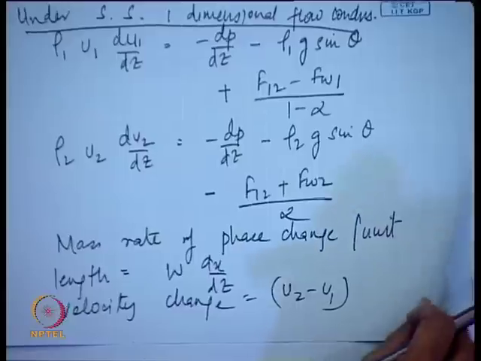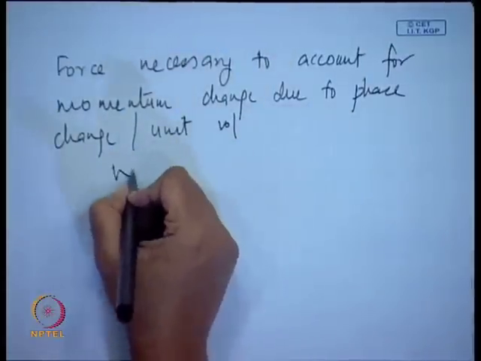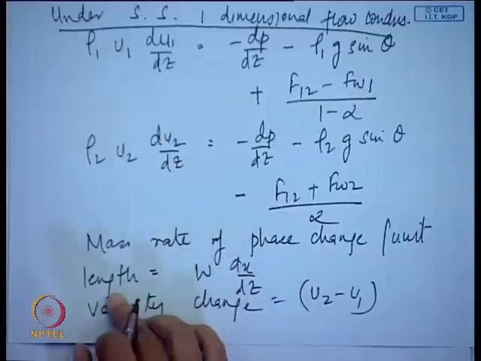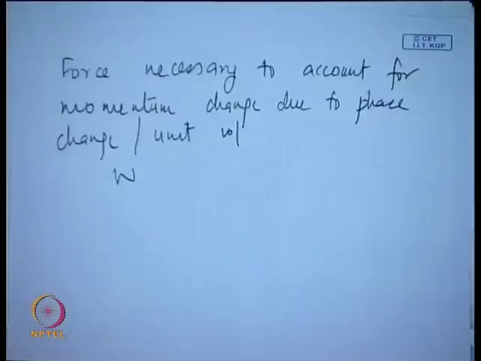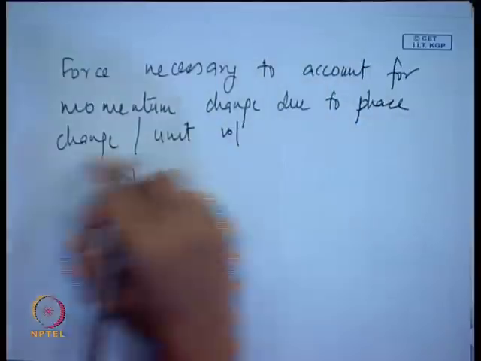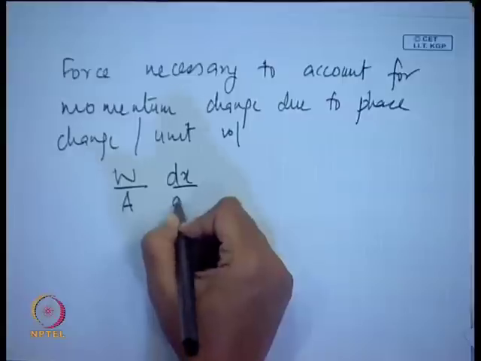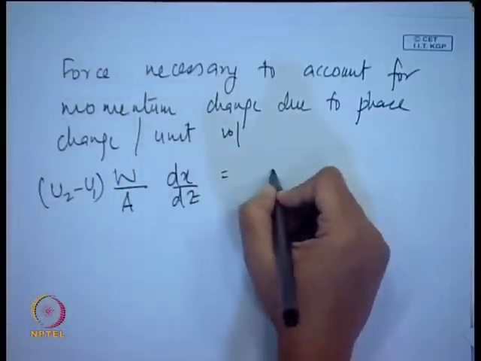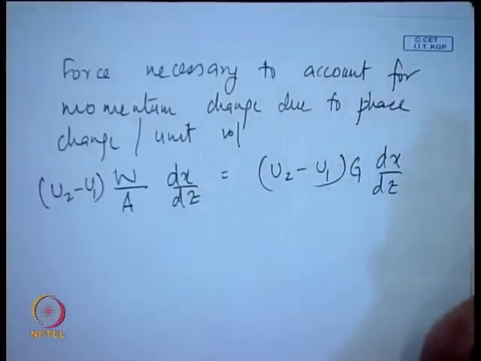Do you get my point? So, therefore, what is that? That is going to be nothing but, see, remember one thing, this mass rate of phase change per unit length was W dx dz. So, therefore, if it is per unit volume, it becomes W by A dx dz. Clear to you? So, therefore, force necessary to account for momentum change due to phase change per unit volume becomes W by A dx dz into u2 minus u1, or in other words, this is nothing but u2 minus u1 g dx dz. Okay.